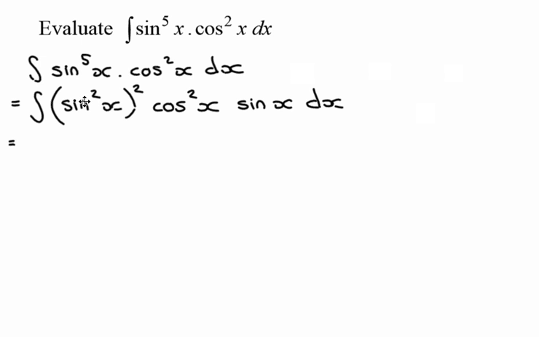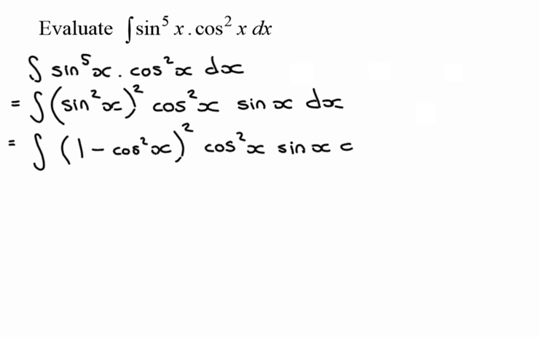So remember, the identity is sine squared x plus cos squared x is 1. So if I want to replace sine squared x, it's 1 minus cos squared x, remember to do that in brackets. So I've got 1 minus cos squared x. Remember that it's being squared. And I've got cos squared x. And I've got sine x with respect to x.